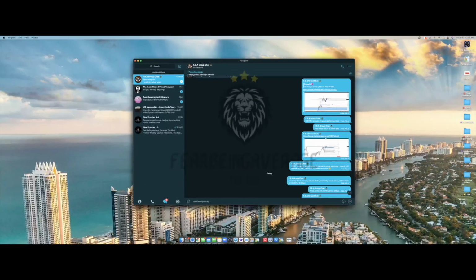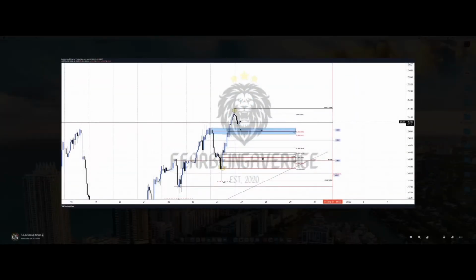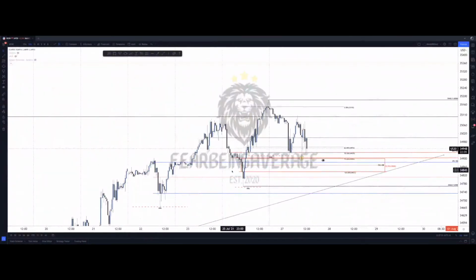So this was Nas. I was talking to one of the people in the group chat. So right here, this is US30. So this was at 11:12 last night. Like I was saying, price was respecting this overall. Matter of fact, I forgot to show you guys one of the confirmations now that I think about it.